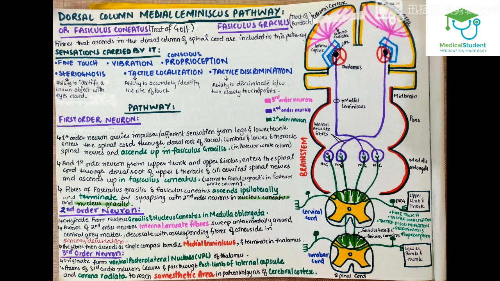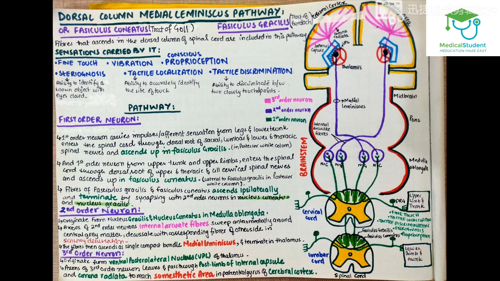they terminate by synapsing with the second order neuron that are located in the nucleus cuneatus and the nucleus gracilis. The fibers of the first order neuron terminate in the brainstem at the level of medulla oblongata at nucleus gracilis and nucleus cuneatus. Now moving on towards the second order neuron.